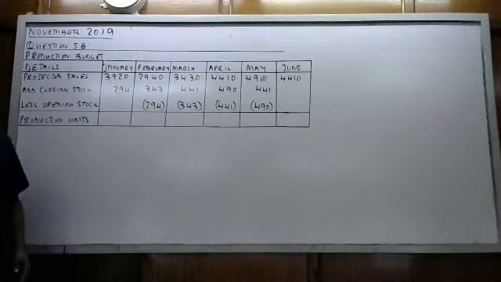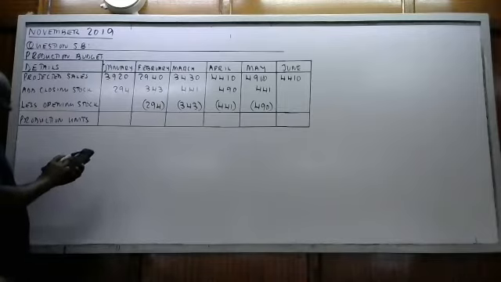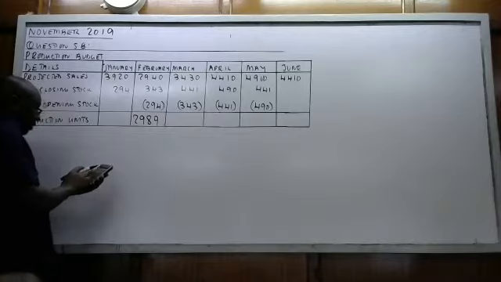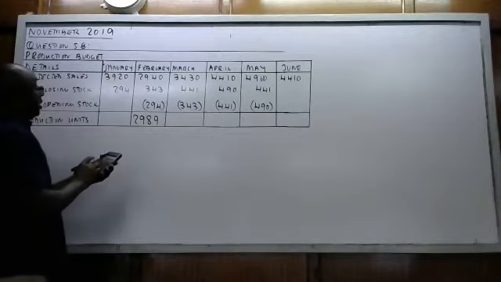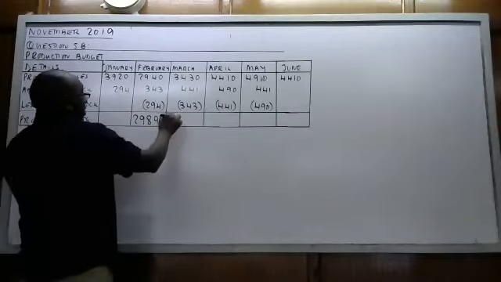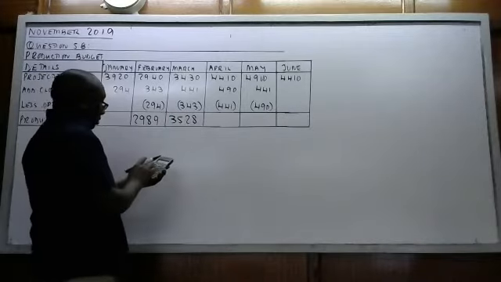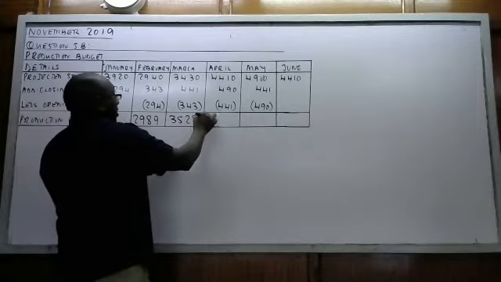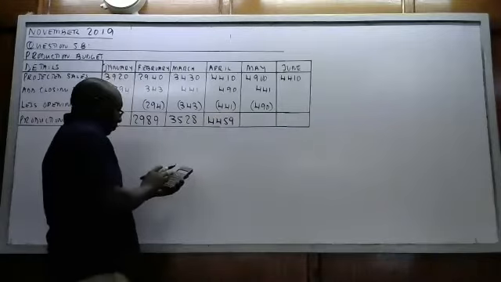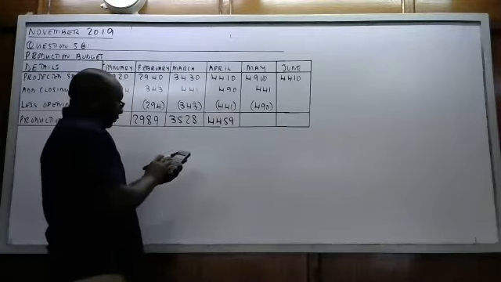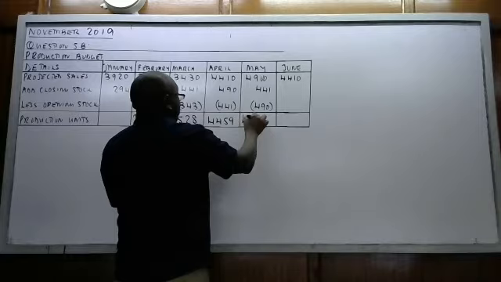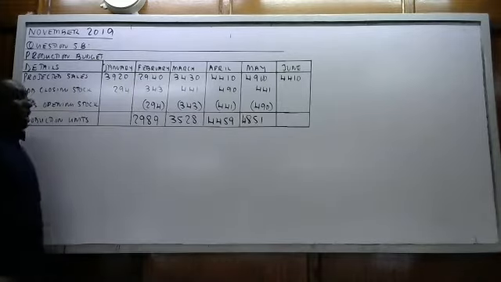So based on that, now we can quickly get our production units. 2940 plus 343 minus 294 is 2989. Then 3430 plus 441 minus 343 is 3528. 4410 plus 490 minus 441 is 4459. 4900 minus 490 plus 441 is 4851.